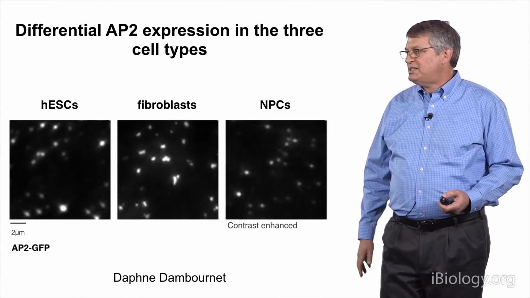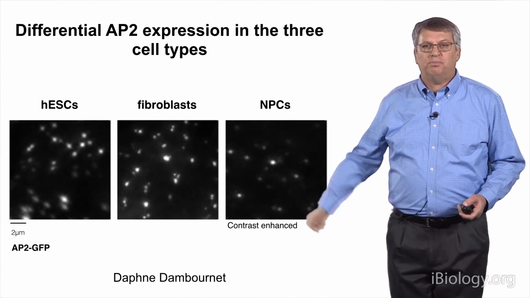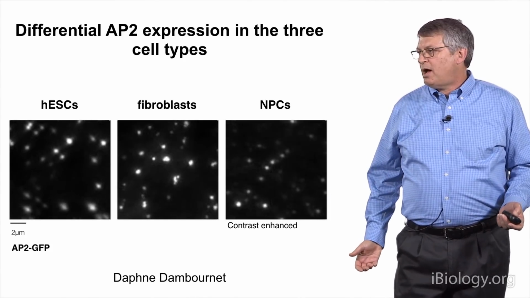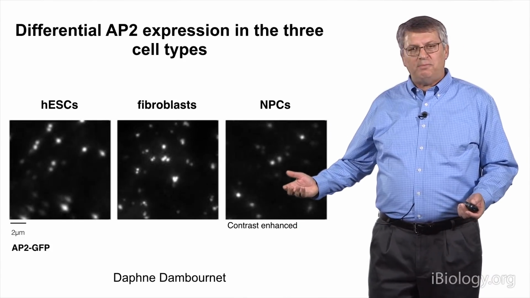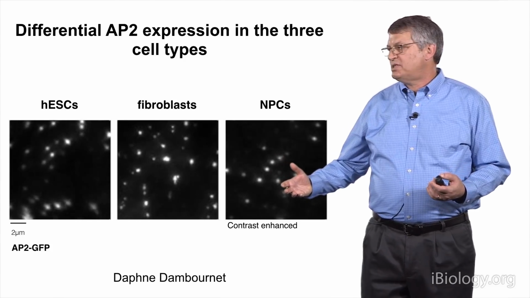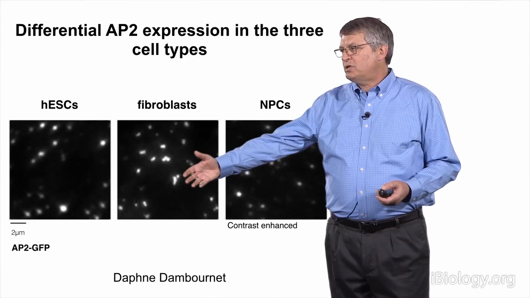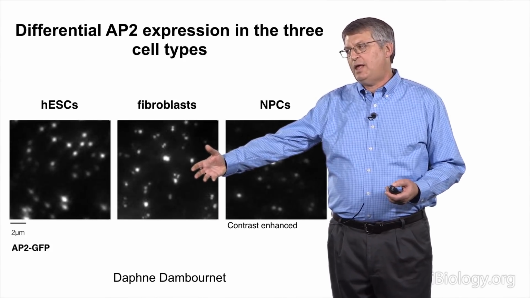However, the AP2 is there. When she increases the contrast, she can see that the AP2 is actually present at these endocytic sites. So this gave us a hypothesis. That hypothesis is that the levels of AP2 expression may be controlling the morphology and dynamics of these endocytic sites. So maybe fibroblasts make very large, relatively static structures because they make a lot of AP2.